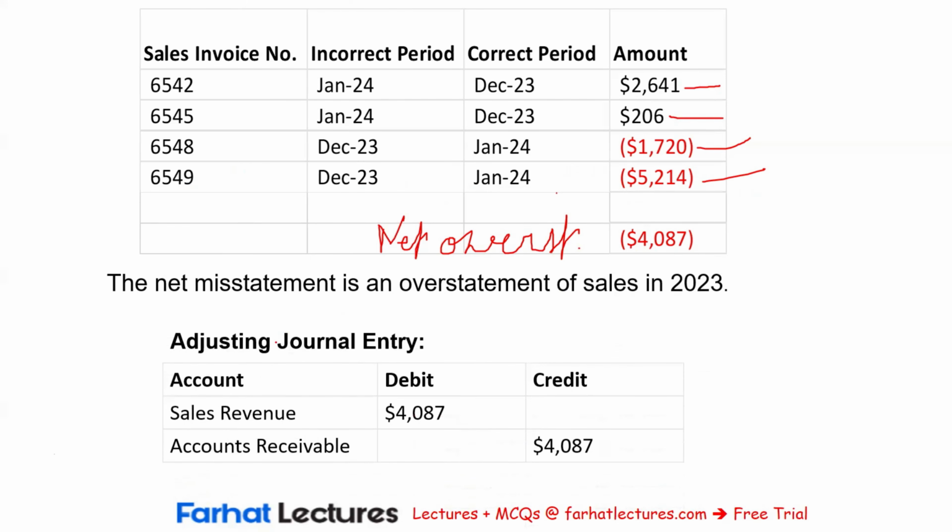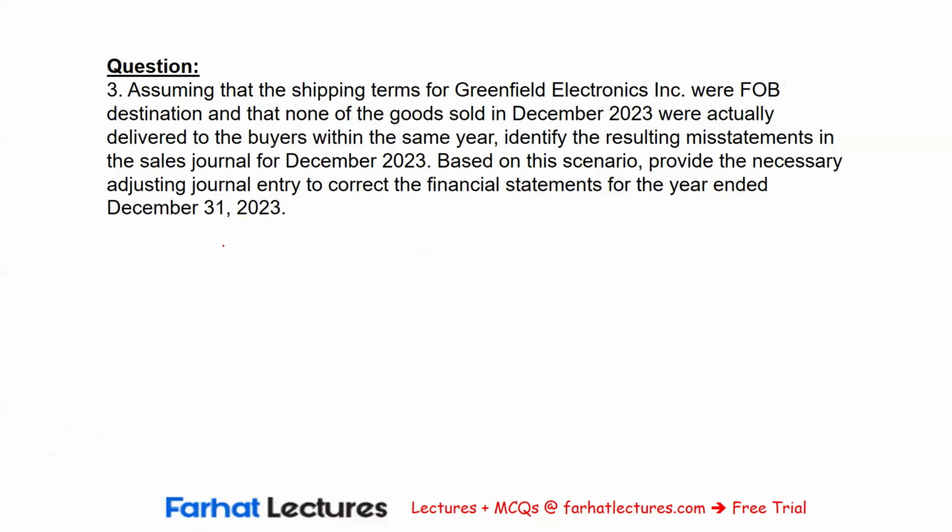The adjusting journal entry is a debit to sales revenue to reduce the overstated sales revenue, and a credit to accounts receivable to reduce the overstated accounts receivable. Here we have an issue with the occurrence of sales revenue and the existence of these accounts receivable. They shouldn't have been recorded in this period. They don't exist, those accounts receivable, in this period. They belong to the year 2024. Next, we're going to look at question number 3.